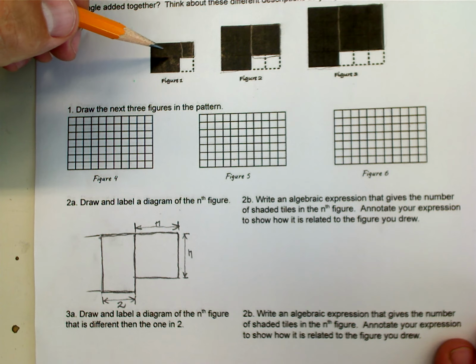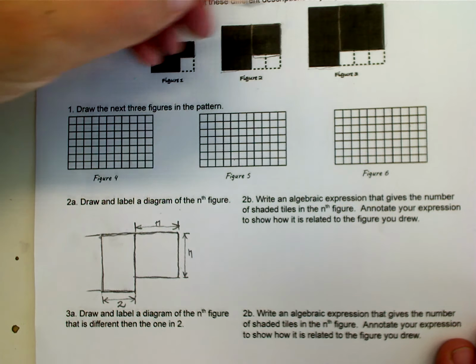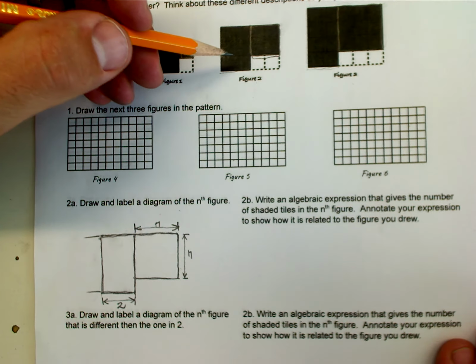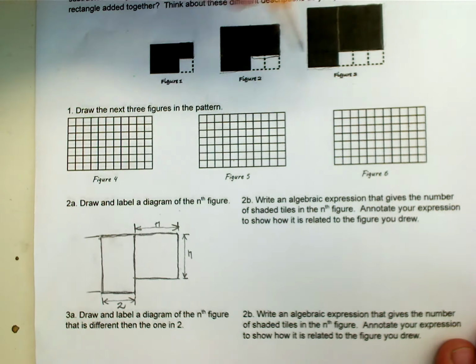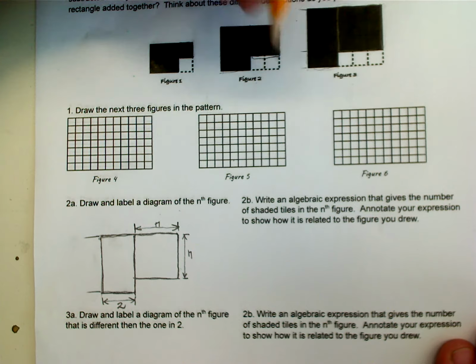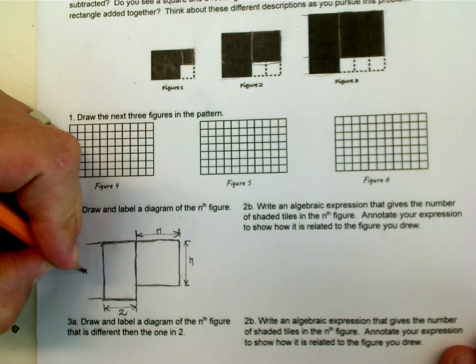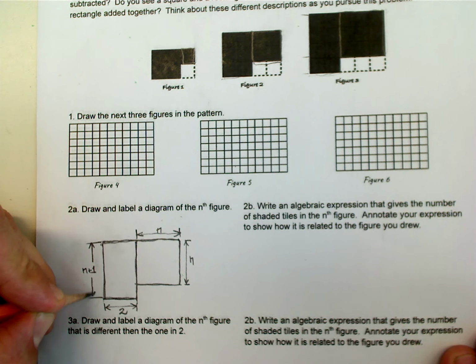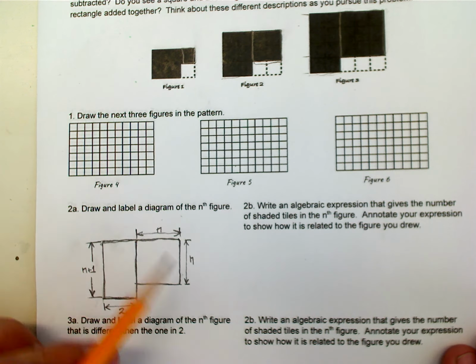And the last dimension I need in order to fully describe this diagram is that last dimension. You might have to think about it for a minute, but it goes from 2 to 3 to 4 in these diagrams. So it's really just one more than n. That makes sense also because we know that this dimension is n, and we're just adding one more unit to it. So this is n plus 1. And now I have drawn and labeled a diagram of the nth figure.